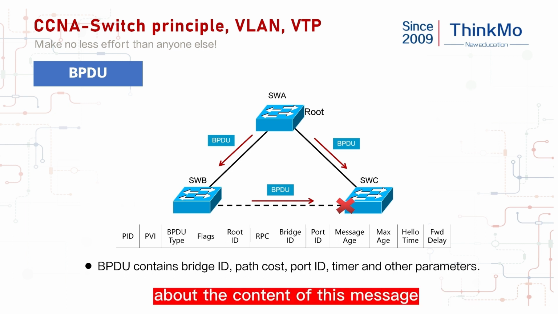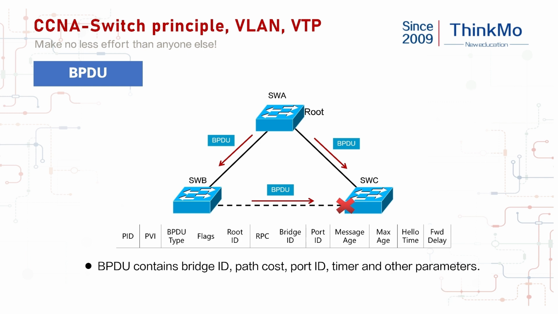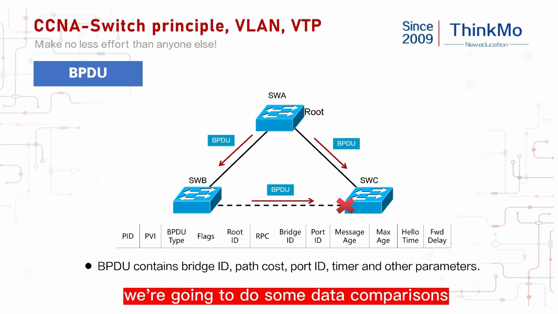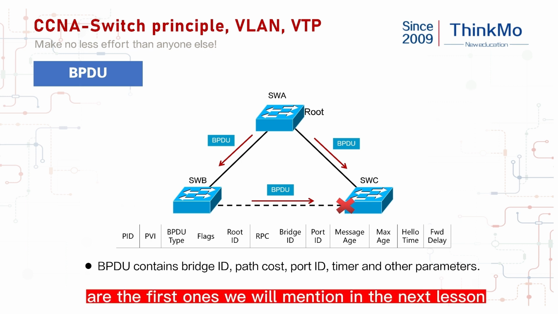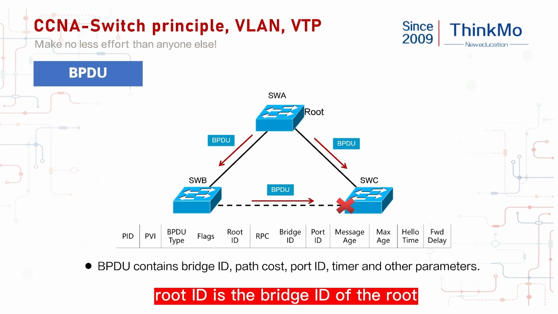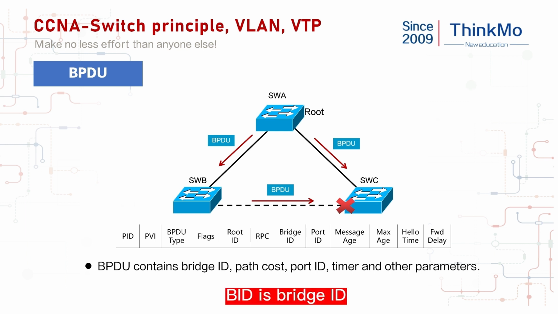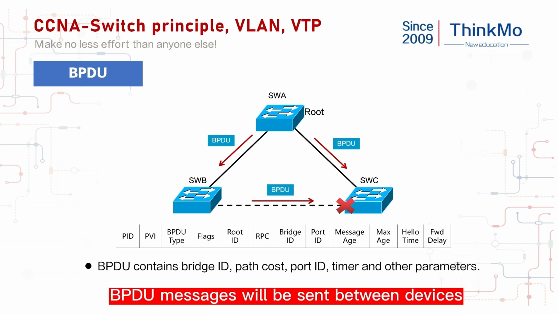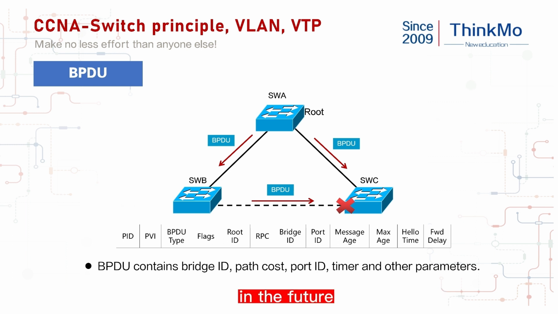Before we formally talk about the content of this message, let's first look at a few core parameters in it. In the next class we're going to do some data comparisons. These four are the ones we will focus on in the next lesson. In this lesson, let's briefly talk about them. First, there is the root ID. Root ID is the bridge ID of the root. BID is bridge ID, which is a little hard to understand. There are many STP parameters, and they are not easy to understand. But you must know that BPDU messages will be sent between devices.